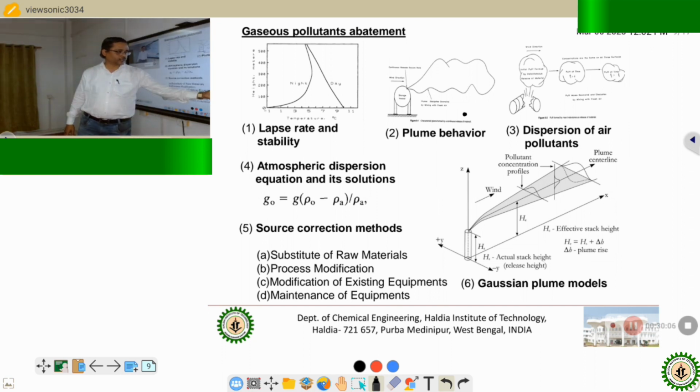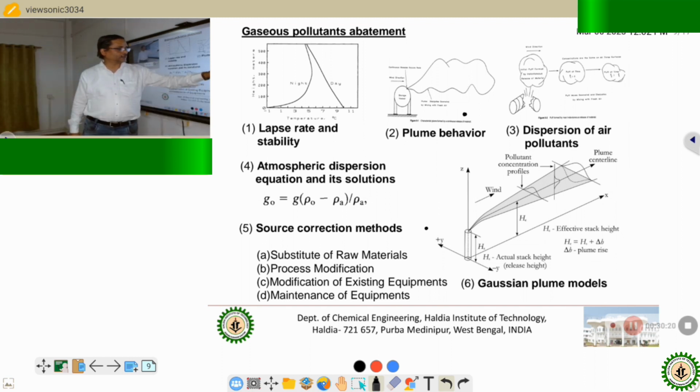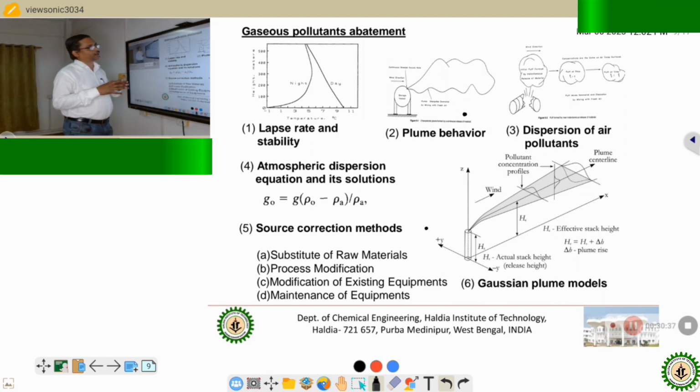Next one is the Gaussian plume model. This is a numerical model. Once there is leakage from the stack, we can see that the plume will move, and we can analyze the plume content at different areas and different heights. So by this analysis, we can understand how the pollutants are dispersing in that area, and with that idea we can take preventive action accordingly, so that the inhabitants will be less affected.